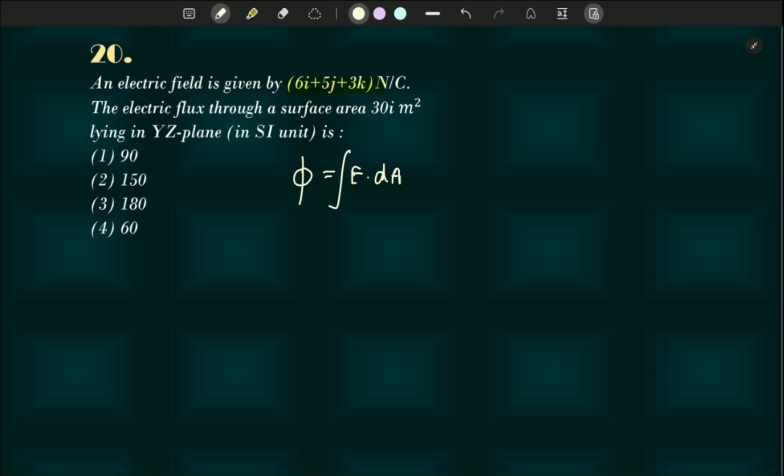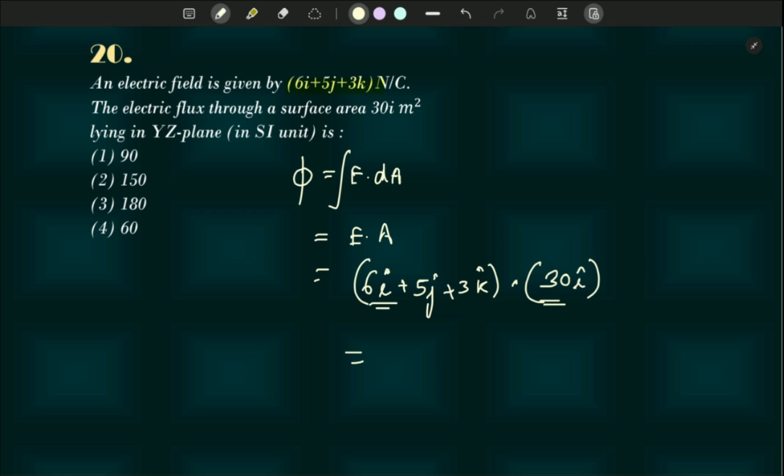So here E into area will happen. So I will get 6i cap plus 5j cap plus 3k cap dot product with 30i cap. So definitely 6i cap and 30i cap will multiply. So 6 into 30, 180. So 180 is our final answer. Option 3 is the correct answer to our question.